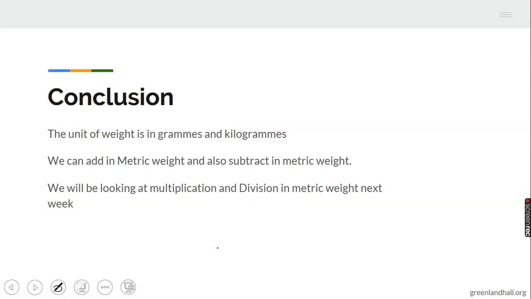Now, in conclusion, we have learned that the unit of weight is in grams and kilograms. I told you earlier that if you want to measure weight, whether weight of a human being or weight of things, it is in gram. If you want to measure how long, like the length of your table, that one is meter, like centimeter, millimeter, meter.